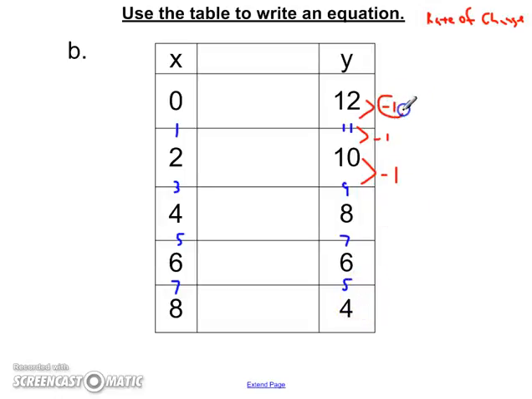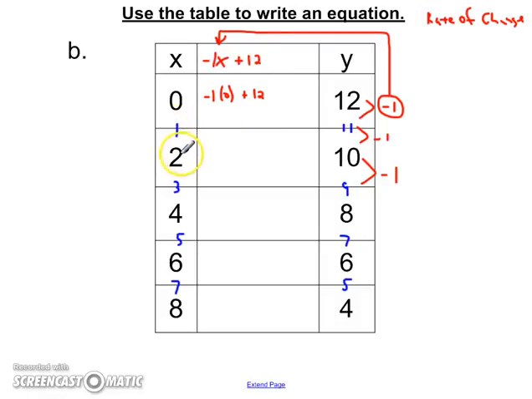This -1, this rate of change, is going to show up in our equation, and I'm going to show you where. This -1 is going to be multiplied by x. So now, when I go to 0 here, -1 times 0 would be 0. Now, what do I do to 0 to make 12? Well, I add 12. Now let's see if this works for the rest of them.